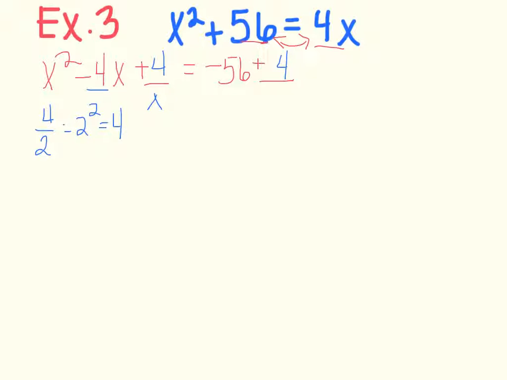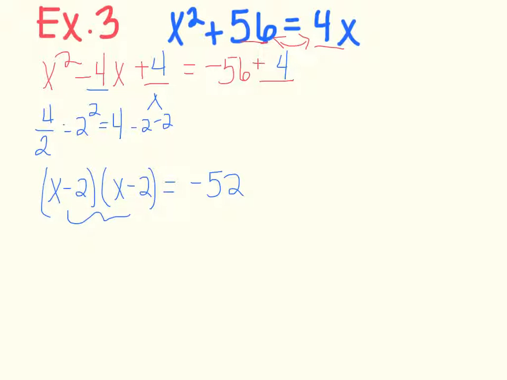So now let's factor. What two numbers multiply to give you 4 and add to give you negative 4? You have negative 2 and negative 2. And then so we have x minus 2, x minus 2 equal to negative 52. Just like last time, we are not going to leave x minus 2 and x minus 2 like that. It's going to say x minus 2 squared equal to negative 52.